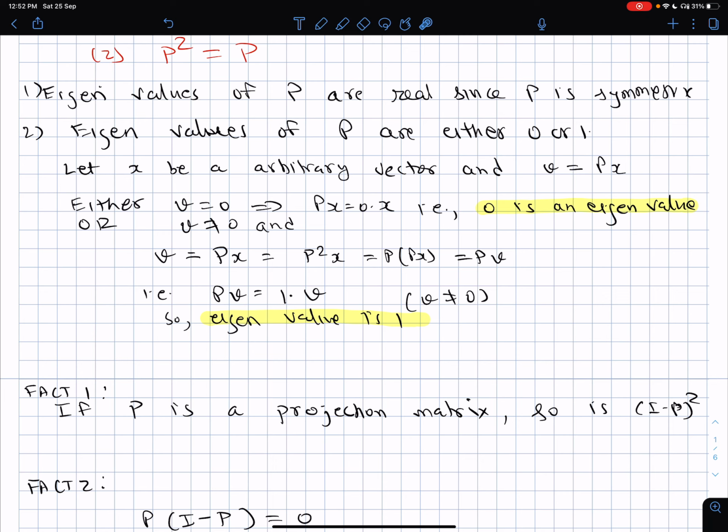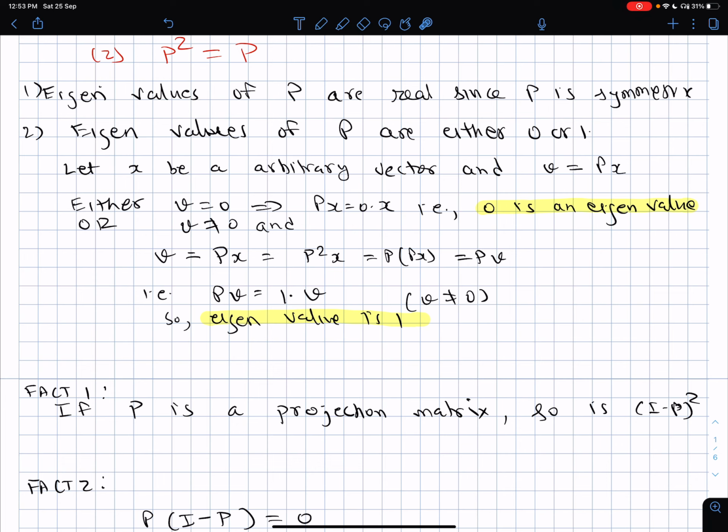If v is 0, then what does it mean? P times x is a 0 vector, which can be written as 0 times x, which means that 0 is an eigenvalue.